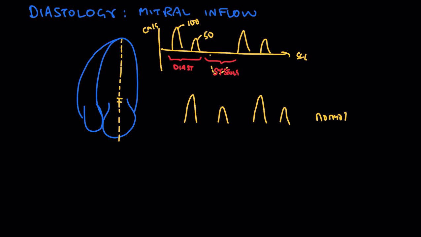Now what if we have impaired relaxation? Impaired relaxation has the following pattern. Your E wave, and I realize I should have labeled these, so I'm actually going to up on top. We'll call this our E wave, and we'll call this our A wave. With impaired relaxation, you actually see that the E wave gets less, and it can actually be less than the A wave. So your E wave is less than your A wave. This is impaired relaxation.